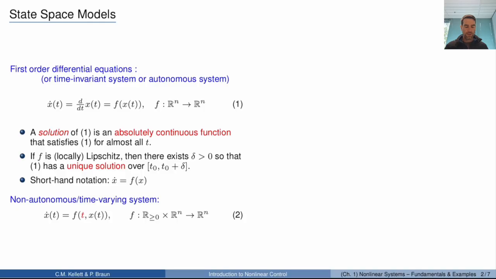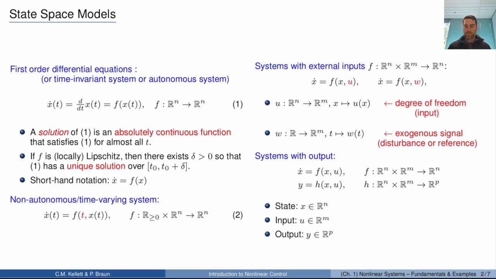Of course, here the right-hand side implicitly depends on the time t because x is a function of t, but f does not explicitly depend on time, whereas here the function f additionally depends on time, and then that system is called time-varying. A third class of system we are going to look at is a system with external inputs, either represented through x dot is equal to f of x comma u, or x dot is equal to f of x comma w, meaning we have this external signal u or w.